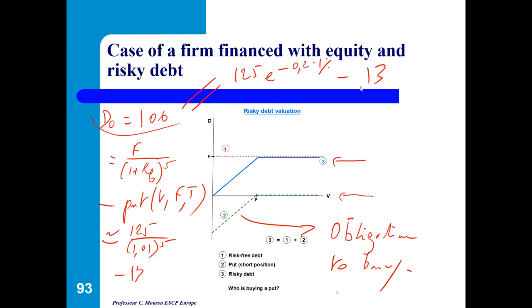Okay, so it means that when you buy a risky debt, it's like you have a risk-free debt plus you sell a put. And what does this put tell you? Think about it. This put tells you that you sell to someone the right to sell you the firm at a certain price. And who do you sell the put to? Who is buying the put?